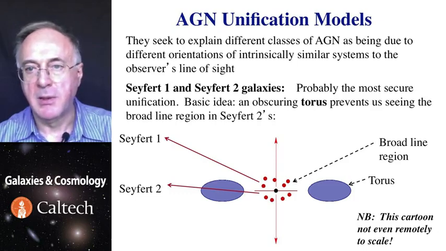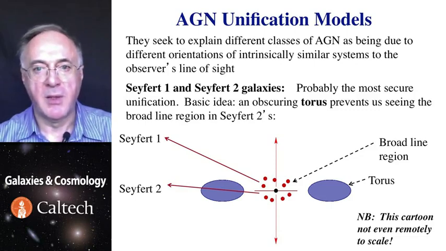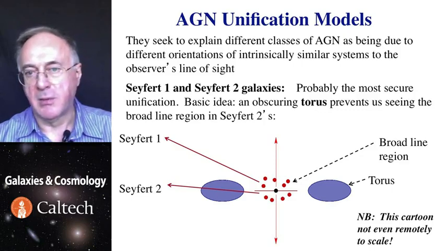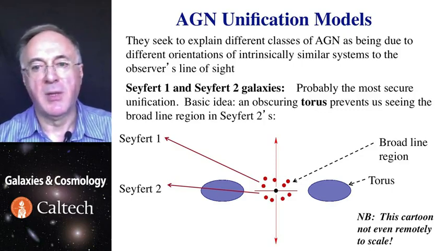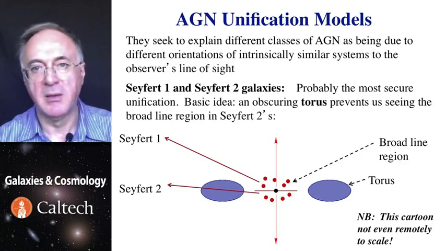So let's look at this in a little more detail. Probably the most secure unification is for the Seyfert galaxies themselves. Recall that Seyfert 1s are those where you see the bright continuum and broad emission lines. Seyfert 2s, you only see the narrow emission lines. So look at the picture like this. If you look from the side, you will only see the narrow emission line clouds. The broad line region will be hidden, the continuum will be hidden.